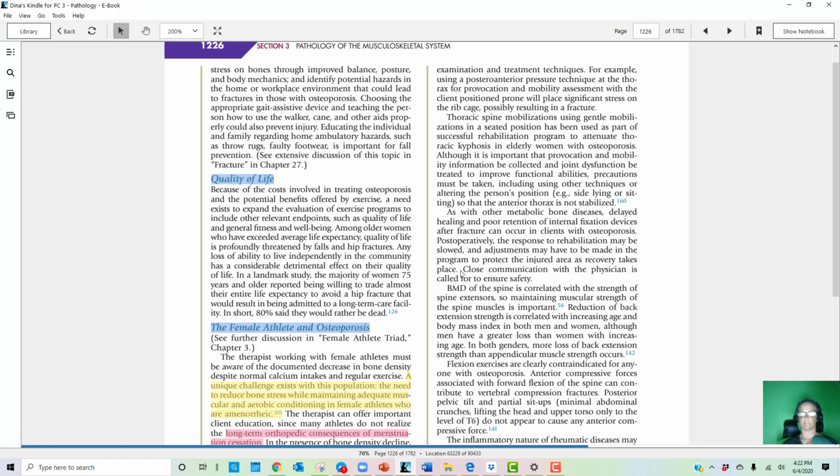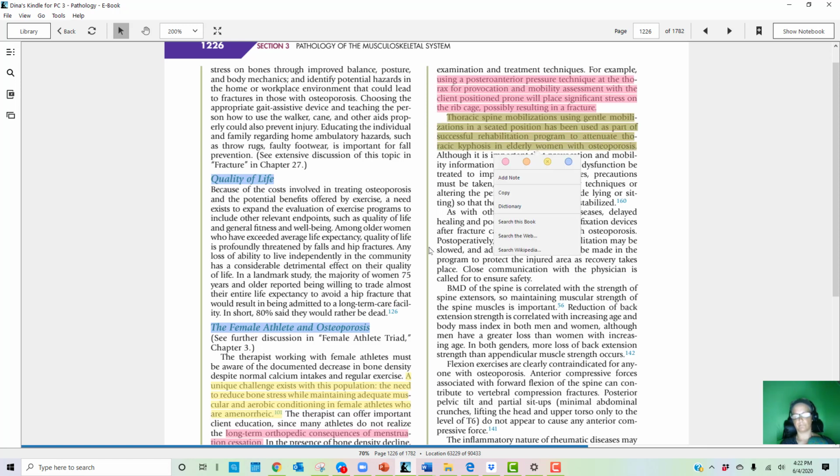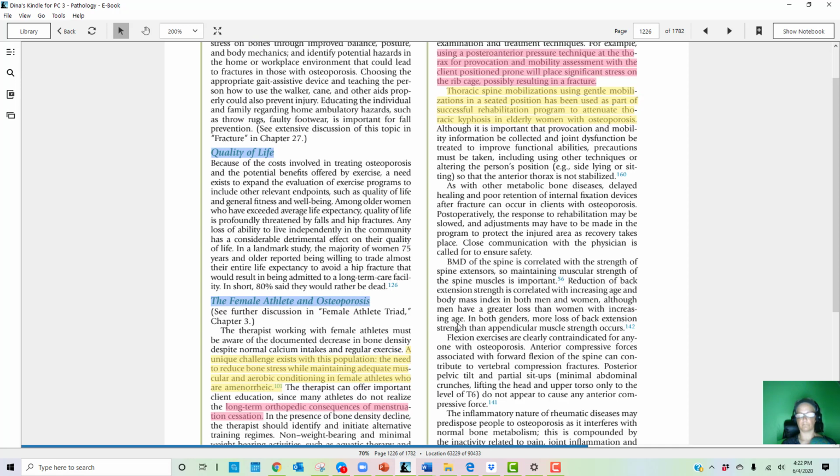Thoracic spine mobilizations: using gentle mobilizations in a seated position has been used as part of a successful rehabilitation program to attenuate thoracic kyphosis in elderly women with osteoporosis. Although it is important that provocation and mobility information be collected and joint dysfunction be treated to improve functional abilities, precautions must be taken, including using other techniques or altering the person's position. For example, side lying or sitting, so that the anterior thorax is not stabilized.